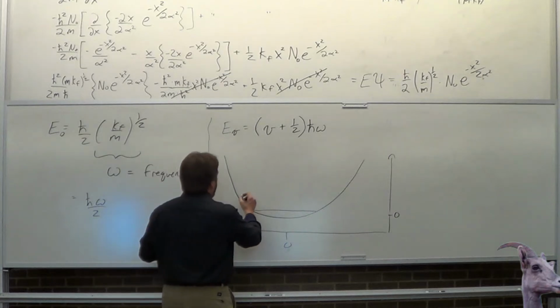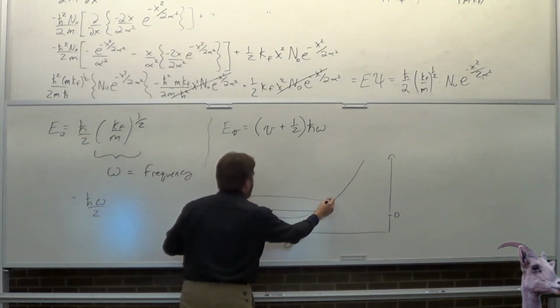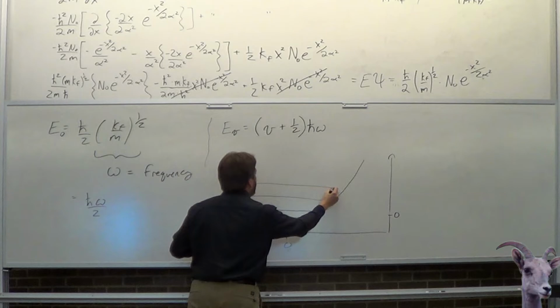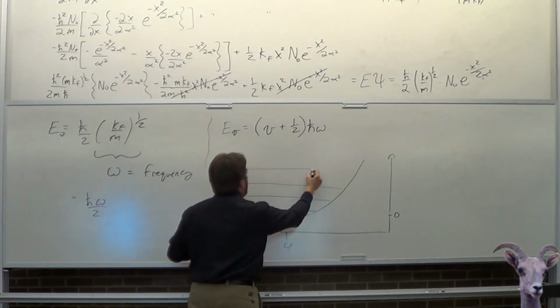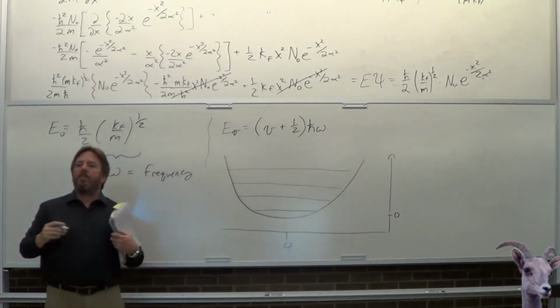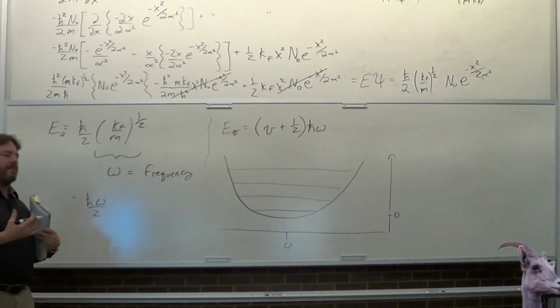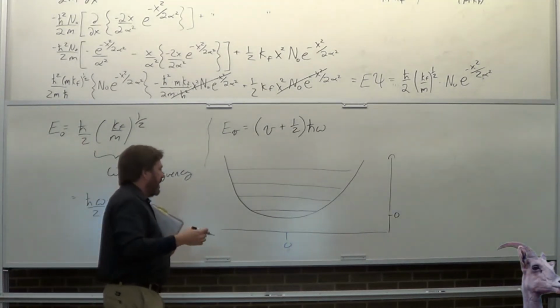The other thing to note is that this is where it's a little different than the particle in the box. The particle in the box, the rungs go up as the quantum number squared, but here it's linear. So it's, seriously, just like a ladder.